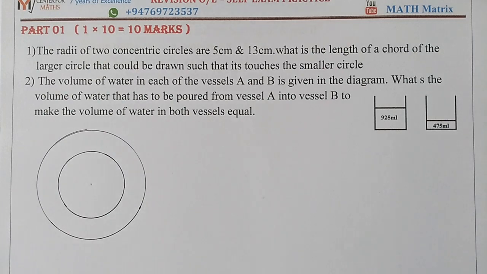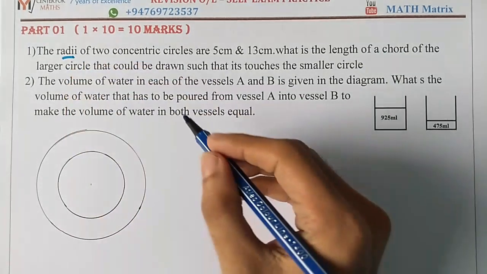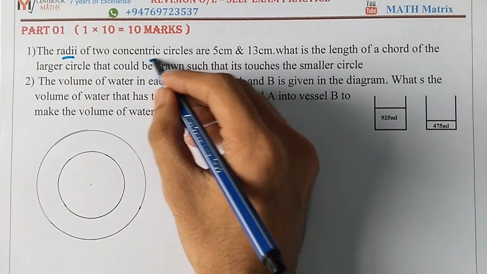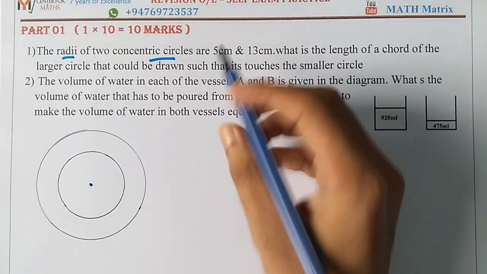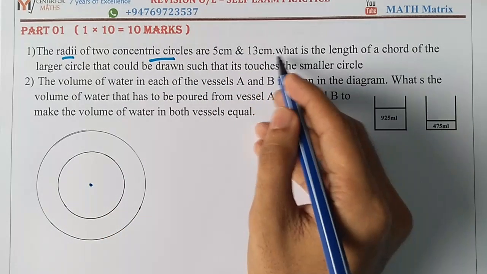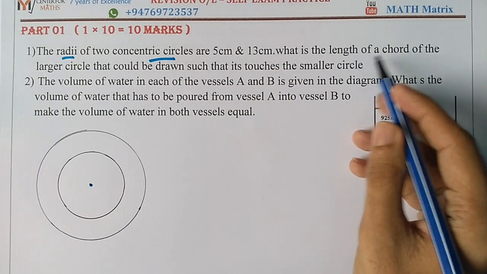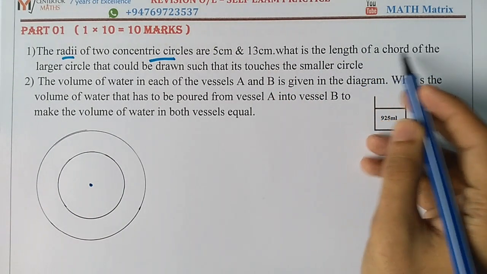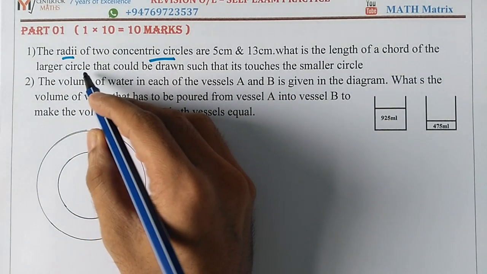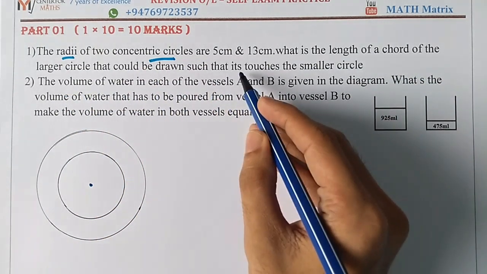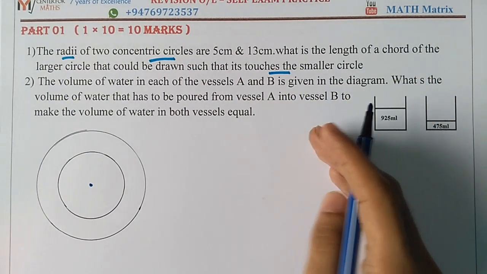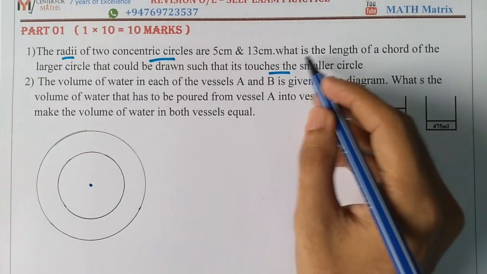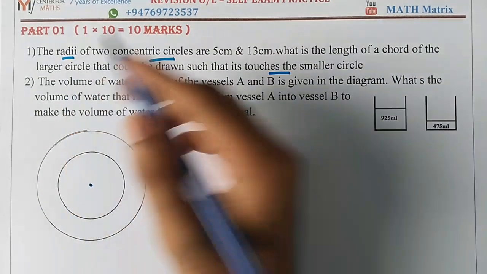Here in the first question, they're saying like this: the radii, that's the plural of radius, of two concentric circles, which means they have a common center, are 5 centimeter and 13 centimeter. What is the length of a chord of the largest circle that could be drawn such that it touches the smaller circle? Touch means it can't go through that. Okay, fine. Now here listen. What is the length of a chord?